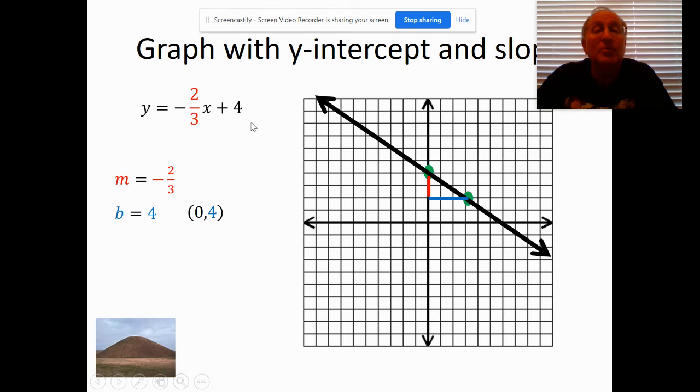But that's what it is. I just graphed it by using the y-intercept. To me, that's the fastest way to do it because my y-intercept would be that last number right there. And then my slope tells me which way to draw it, make my other points, and go.